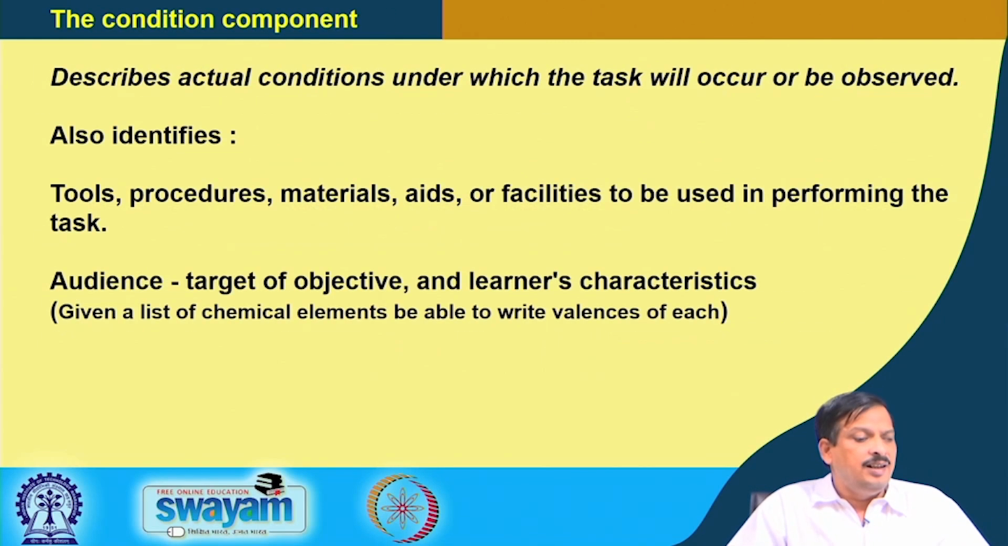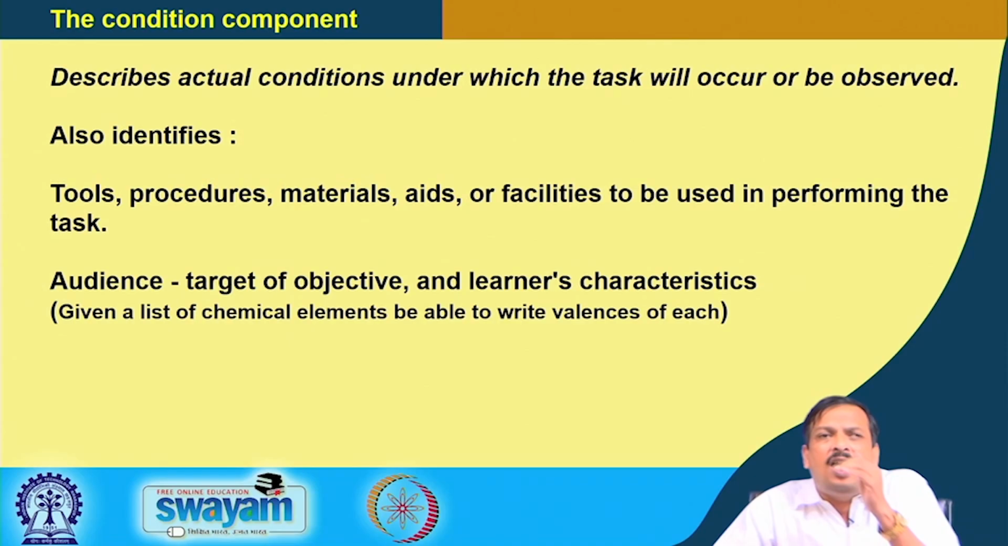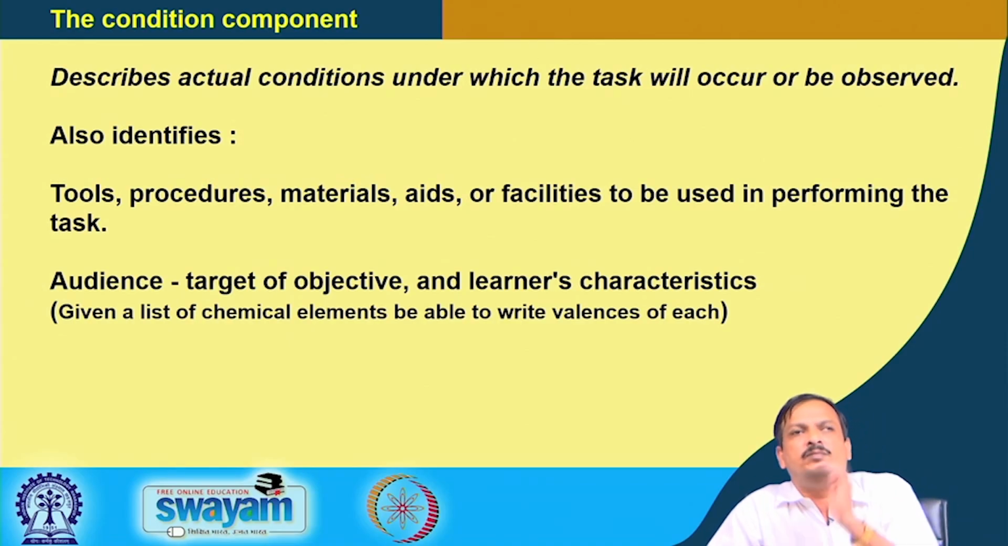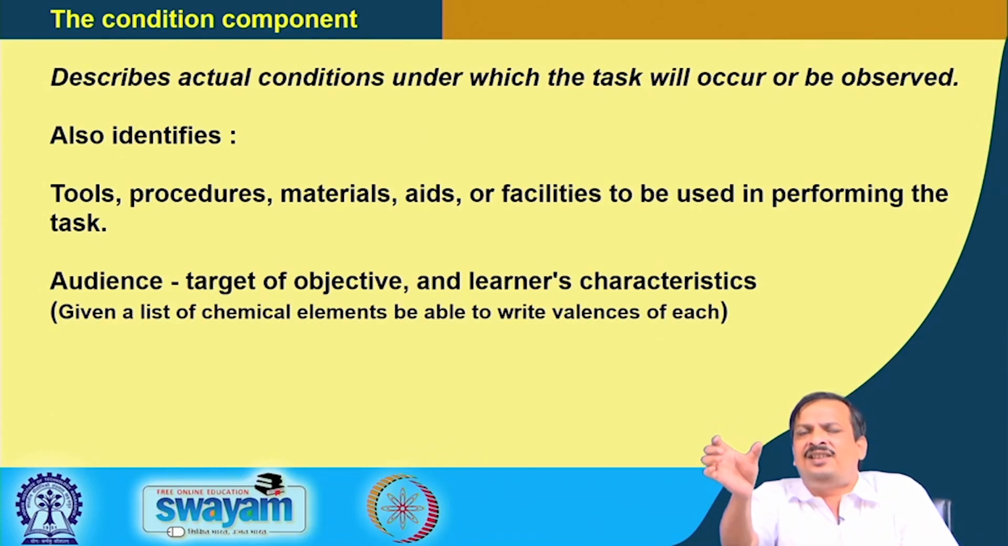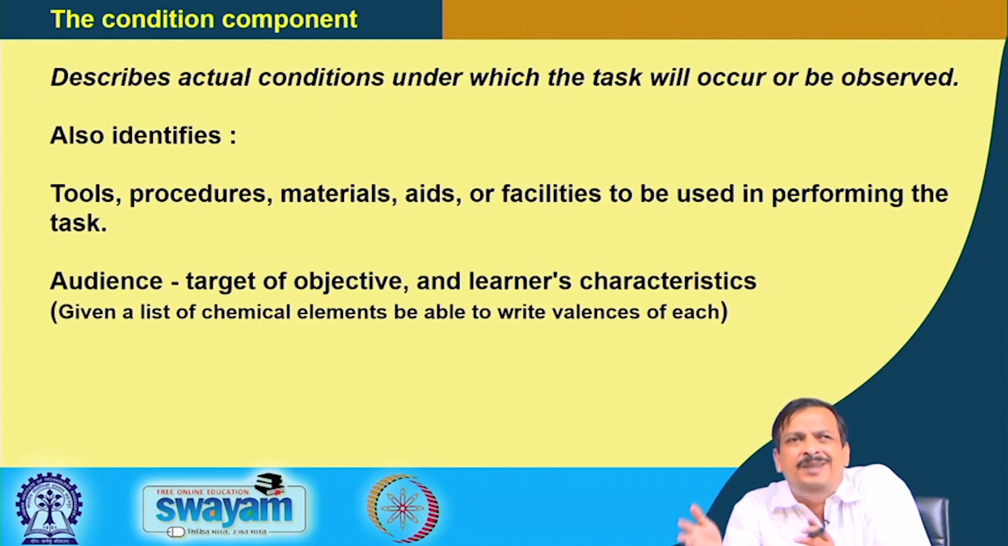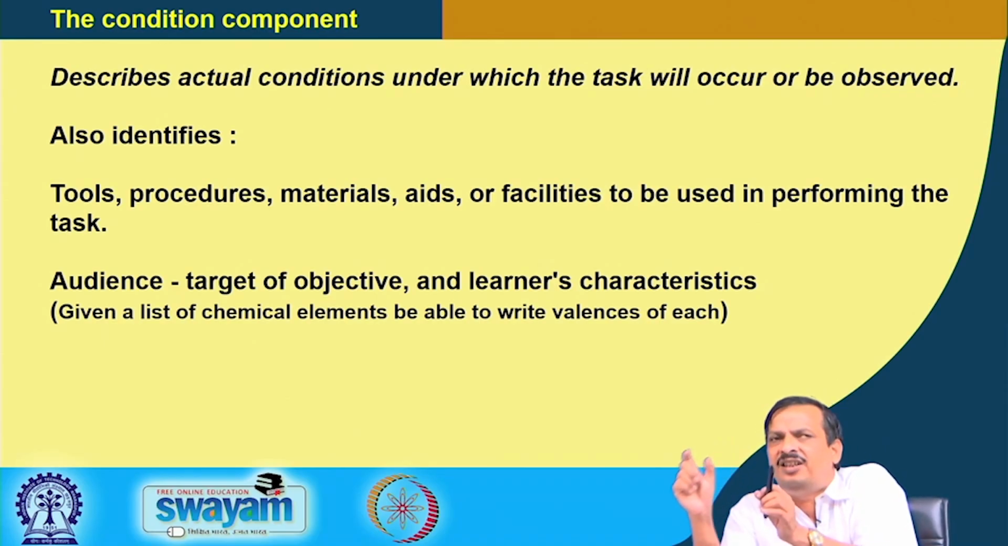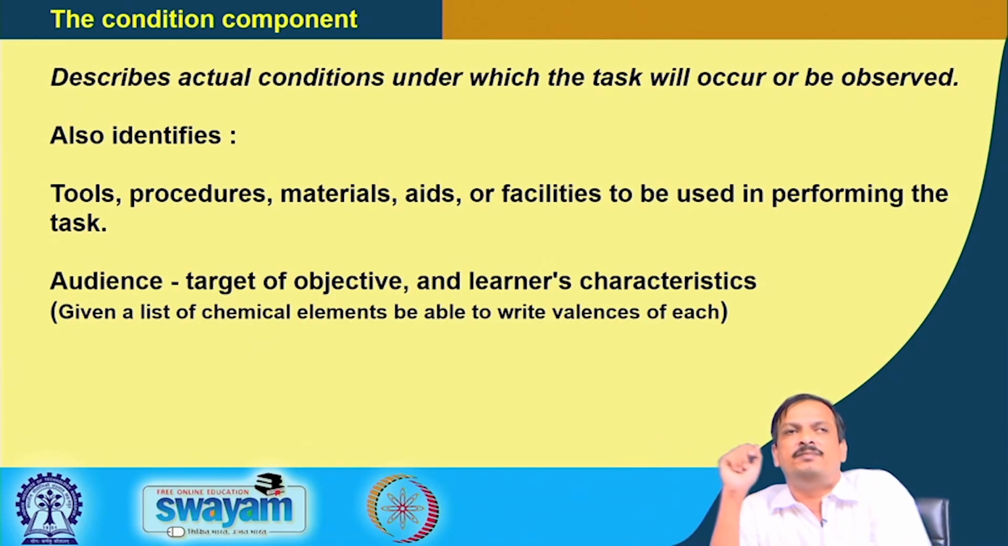Okay? Then the next component, condition component. It describes under what condition the student has to perform. Suppose I told, multiply this 6-digit number with this 6-digit number, and he used the mobile phone calculator and did it. Then I said, no, you do not use the calculator. Then he said, sir, you have not told me not to use the calculator. So, when I give the instruction that you have to multiply this number by this number without using the calculator, that is a condition.